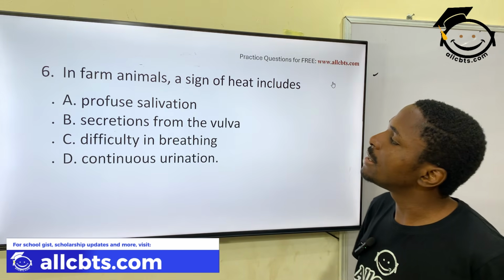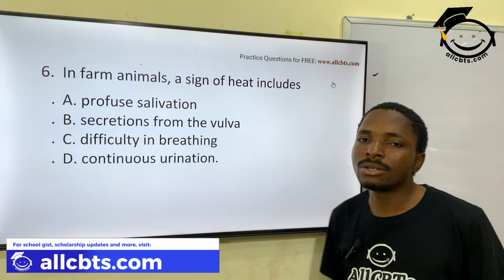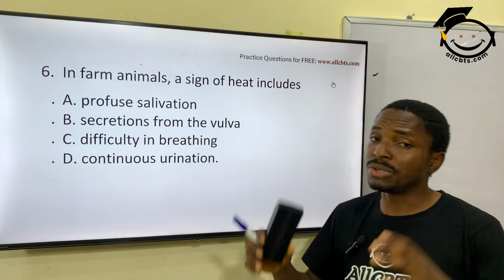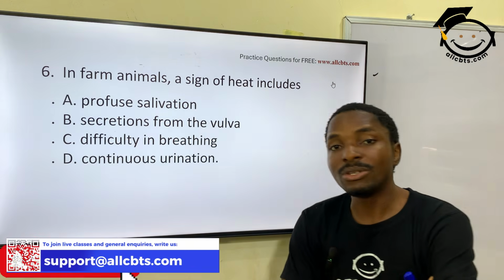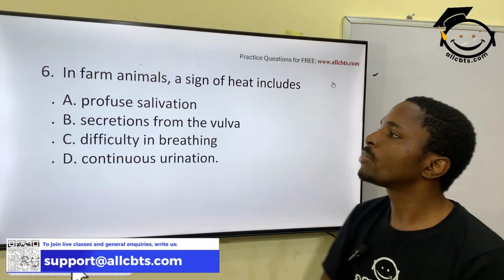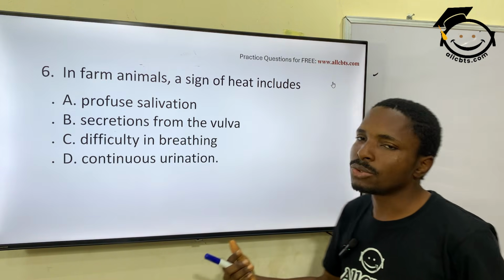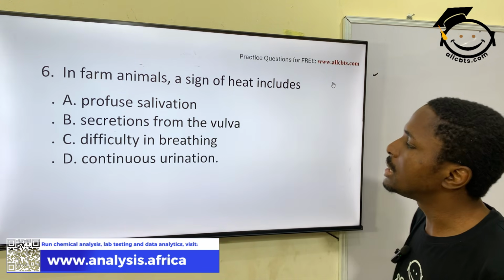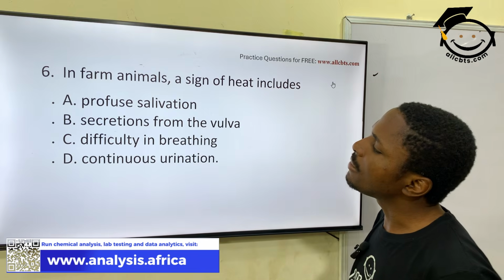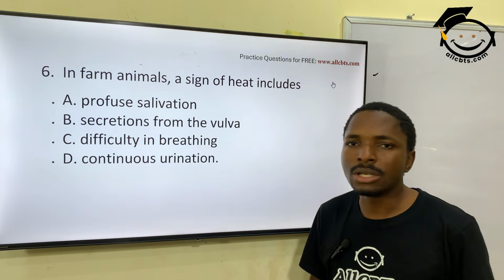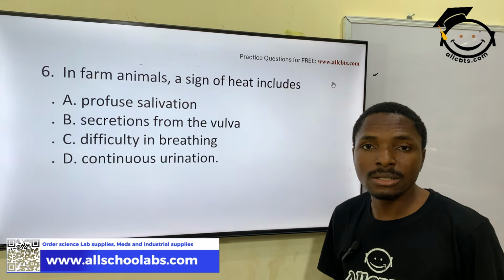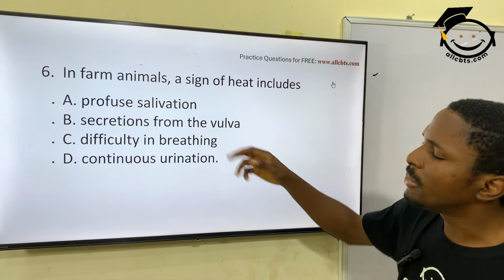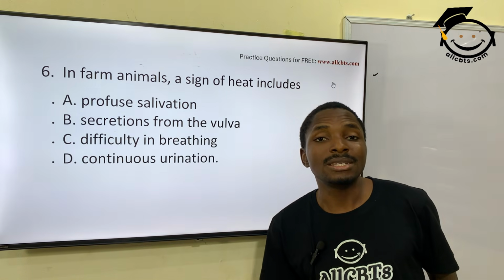Then 6. Farm animals, a sign of heat. What does it mean when an animal is on heat? That's the classwork question I have for you. Let me know the answer in the comment section. In farm animals, a sign of heat. When an animal is on heat, what does it mean? A. Profuse salivation, meaning the animal is just pouring out spit. No. Secretion from the vulva, that's from the sex organ.